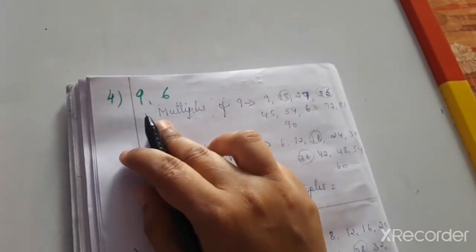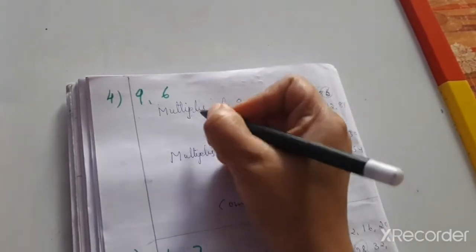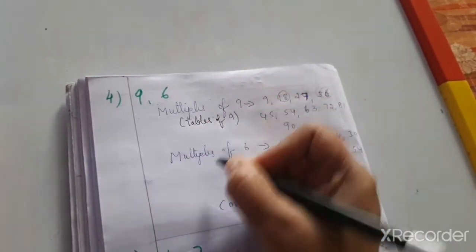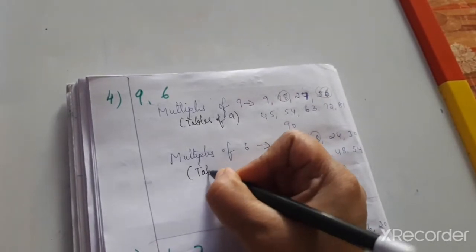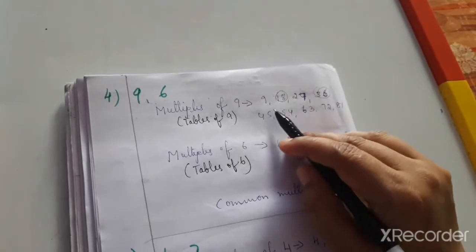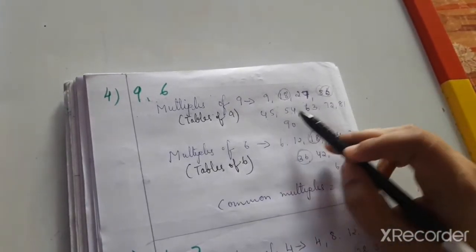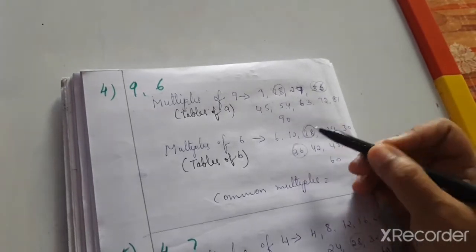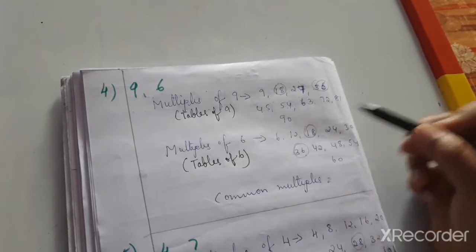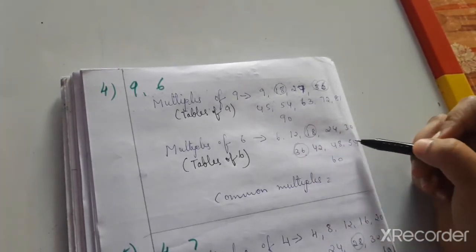Next, fourth question, 9 and 6. Now we have to write the multiples of 9, means the table of 9, and multiples of 6 means the table of 6. 9 ones are 9, 9 twos are 18, 9 threes are 27, 9 fours are 36, 45, 54, till 90. Then the table of 6: 6 ones are 6, 6 twos are 12, 6 threes are 18, 6 fours are 24, 6 fives are 30, 36, 42, 48, 54, 60.